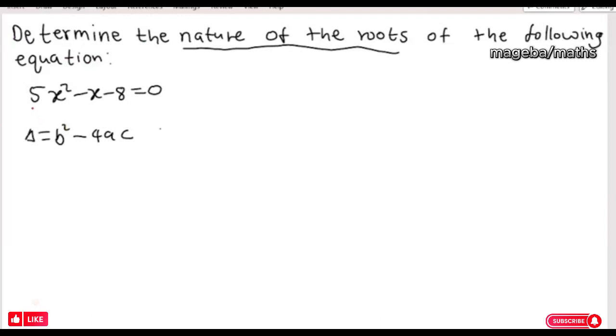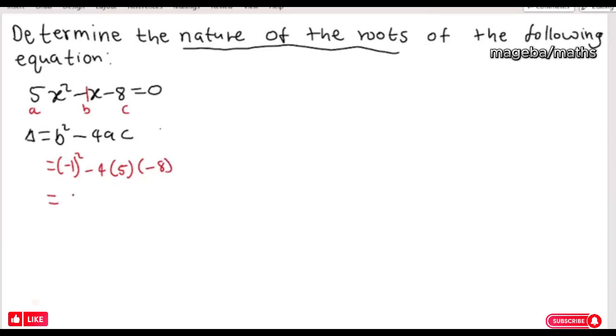So this is our a, this is our b, and this is our c. Remember, b is the coefficient of the x value, meaning we have negative 1 here. So b is -1, c is -8, and a is 5. Now let's substitute. We're going to have b squared, which is (-1) squared, minus 4 times a, which is 5, times c, which is -8.